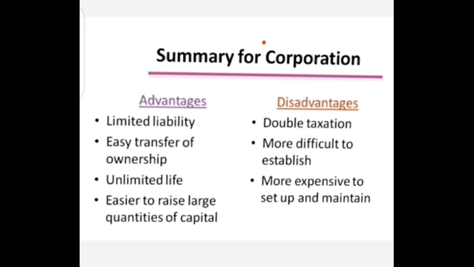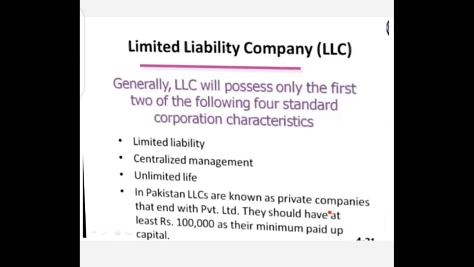So what are the advantages? It's limited liability, easy transfer of ownership, unlimited life, as the businesses are made up for the going concern concept, and easier to raise large quantities of capital, as there will be more partners. Then what are the disadvantages? The disadvantages can be double taxation, more difficult to establish, and more expensive to set up and maintain.